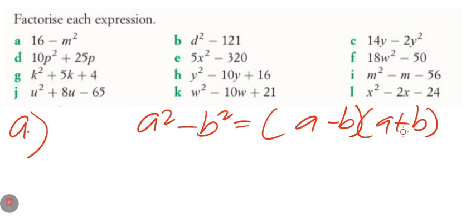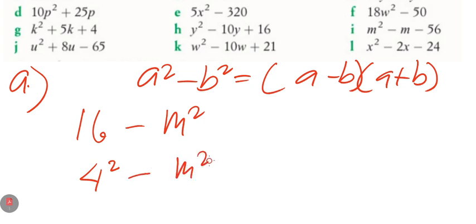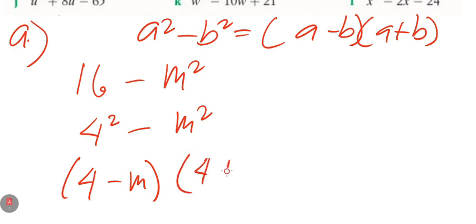So let's rewrite it as a perfect square then. That's going to have 16 minus m squared. Since we're going to rewrite it as a perfect square, that's 4 squared minus m squared. So applying the formula, that's going to give us the answer of 4 minus m, and the other would be 4 plus m. So that is how we are able to get the answer for the first one.